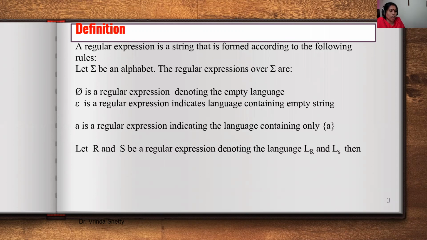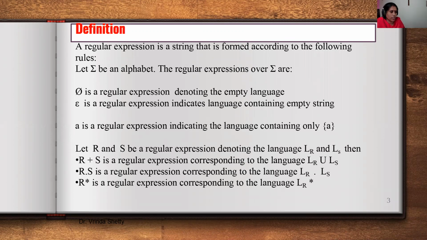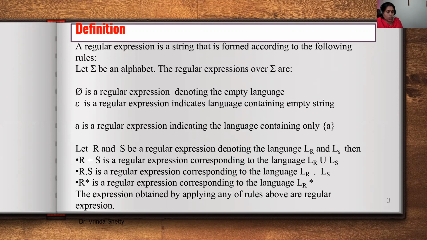Assume that R and S are regular expressions denoting the languages LR and LS. Then R plus S is a regular expression corresponding to the language LR union LS. R into S is a regular expression corresponding to the language LR into LS. R star is a regular expression corresponding to the language LR star. Any expression obtained by using the above rules is called a regular expression.